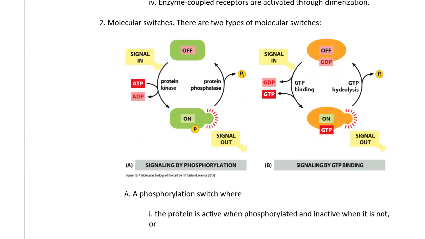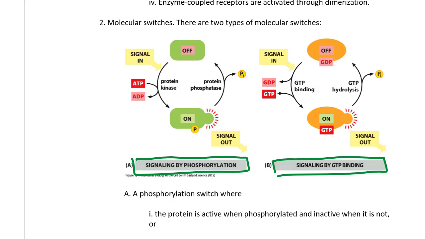Now, important to signal transduction is molecular switches. There are 2 types of molecular switches. There's signaling by phosphorylation, being shown right here, and there's signaling by GTP binding, right here. In the case of phosphorylation, maybe the protein is in the off state when it's not phosphorylated, which is the example here, and upon phosphorylation, it is activated. And when it's dephosphorylated by a phosphatase, it is inactivated. Okay? In signaling by phosphorylation, phosphorylation could be the off switch, whereas dephosphorylation, meaning the protein is not phosphorylated, is actually the on switch.